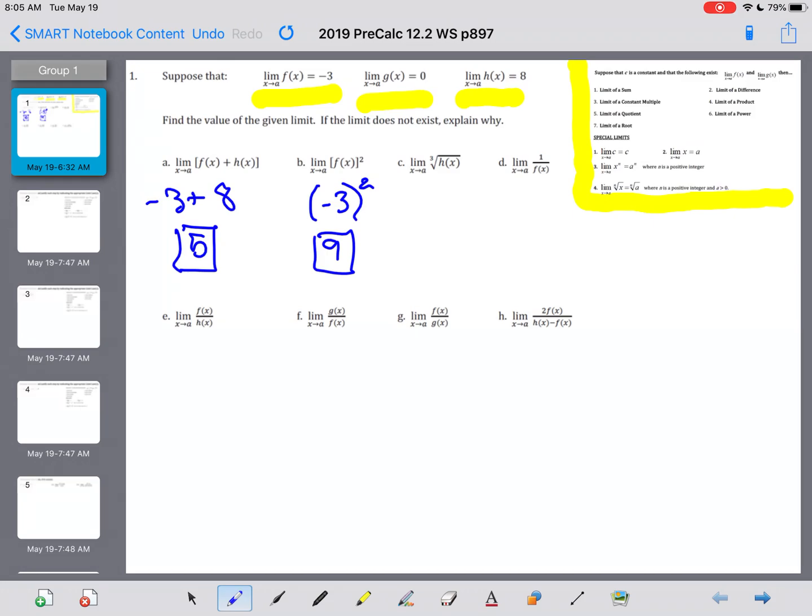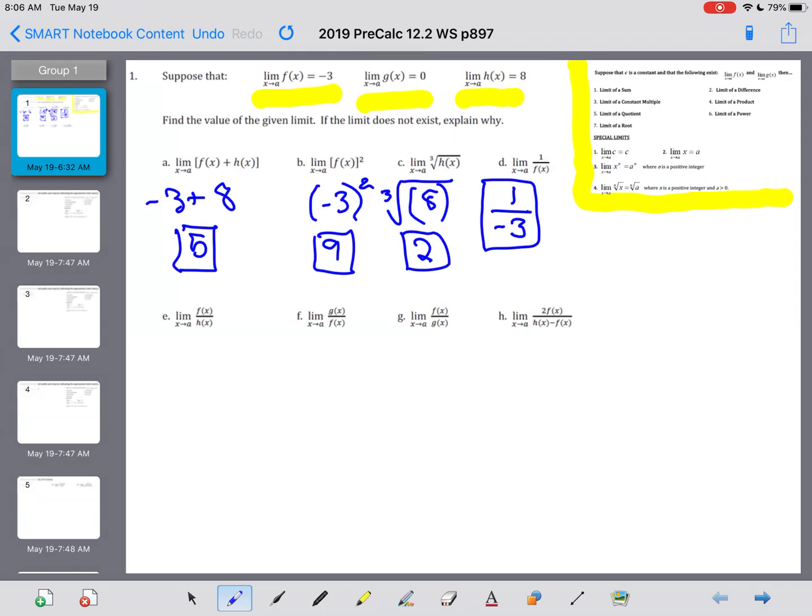This one is a limit of a root, so I'm going to take the limit of h, 8, and then I'm going to cube root it, which comes out to be 2. Over here we have a limit of a quotient. So the limit as x approaches a of 1 is 1, using our special limit number 1. And then the f of x is -3. As long as we don't have a 0 in the denominator, we're in good shape.